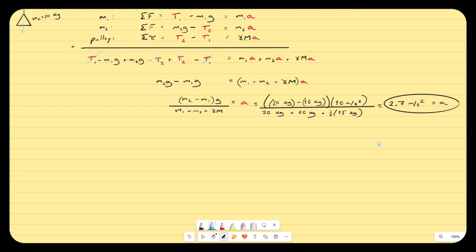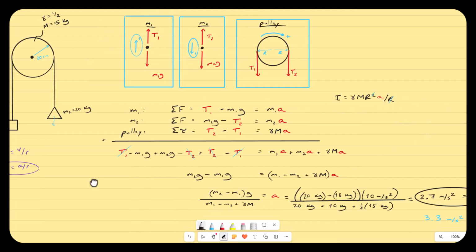I'm going to undo these scribbles. I would end up with an acceleration of 3.3 meters per second squared. With this situation, with the mass of the pulley not being 0, I get a slower acceleration, which makes sense. The pulley is resisting that rotation at least a little bit, and that is my updated Atwood machine.